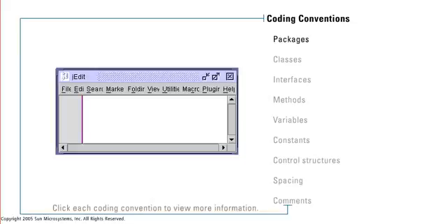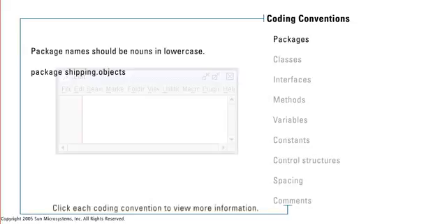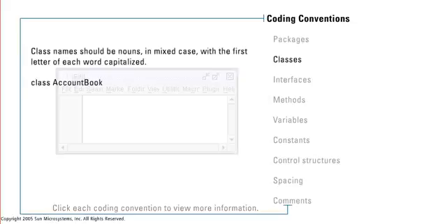And the conventions vary depending on if you're naming a package or a class or an interface or a method, etc. So let's go and look at some of the conventions for some of the different items that you may have to name. First, packages. We haven't talked about packages yet, but when we do, we will use nouns in lowercase, such as shipping.objects. Classes should be nouns in mixed case with the first letter of each word capitalized, such as AccountBook.